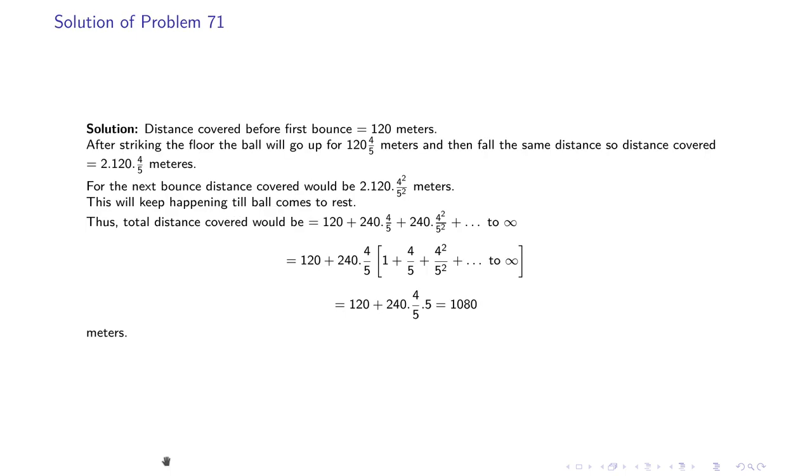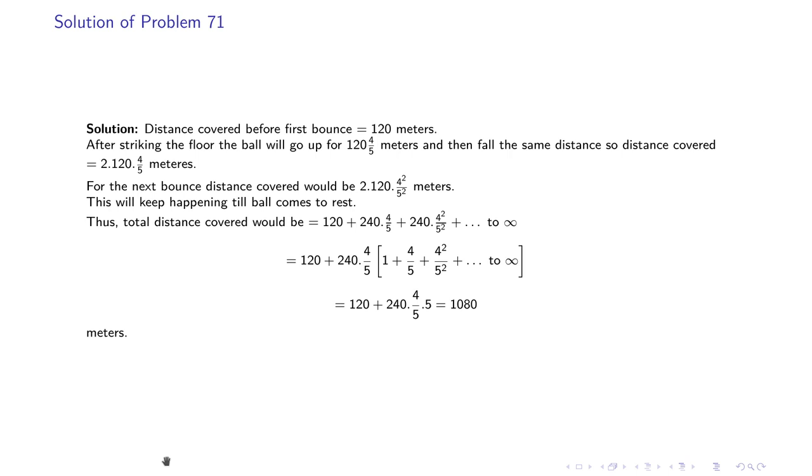So in the first fall, the ball will cover 120 meters. After striking the floor, it will go up 120 into 4 by 5 meters, and then it will fall again 120 into 4 by 5 meters. So the total distance covered would be 2 into 120 into 4 by 5 meters. Now for the next bounce, it will get multiplied by 4 by 5 again. So the total distance covered would be 2 into 120 into 4 square by 5 square meters.